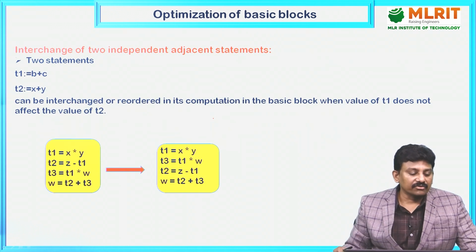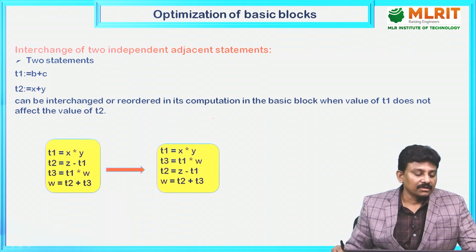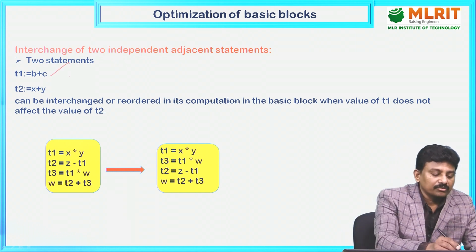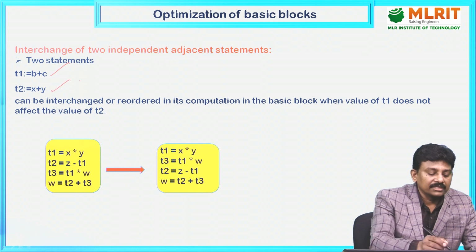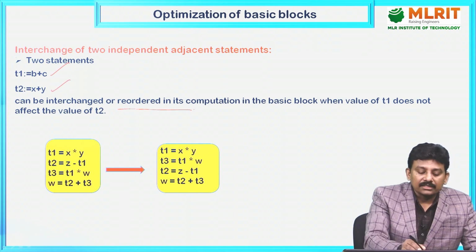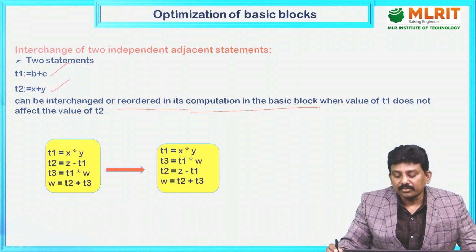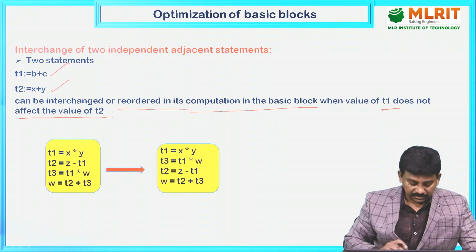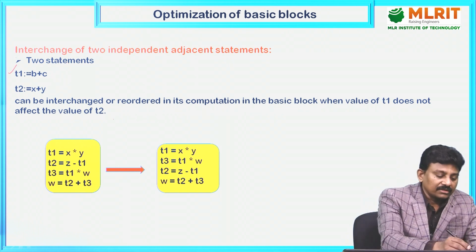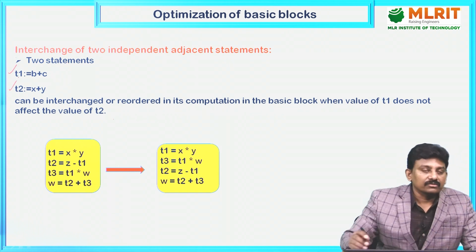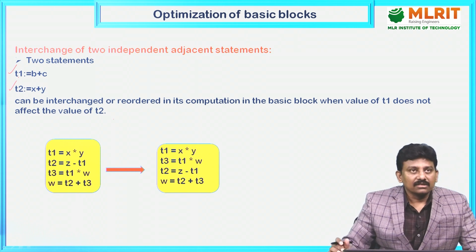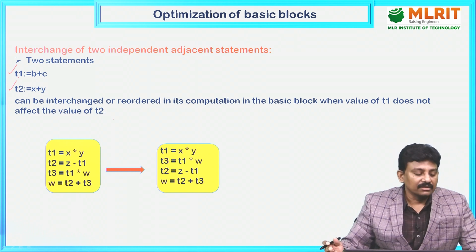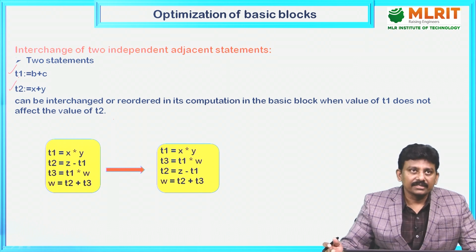Next, interchange of two independent adjacent statements. Two statements T1 is equal to B plus C, T2 is equal to X plus Y can be interchanged or reordered in its computation in the basic block when the value of T1 does not affect the value of T2. That means T1 is not depending on T2 or T2 is not depending on T1. They are independent variables. So if the statements are independent, we can interchange the order.